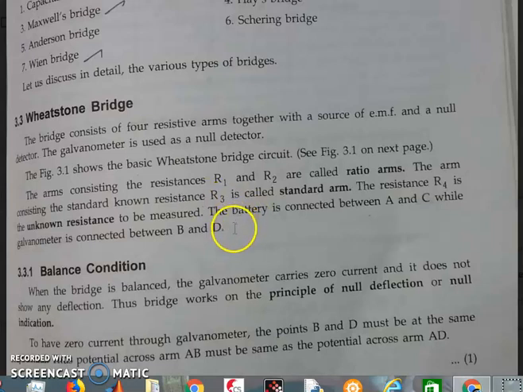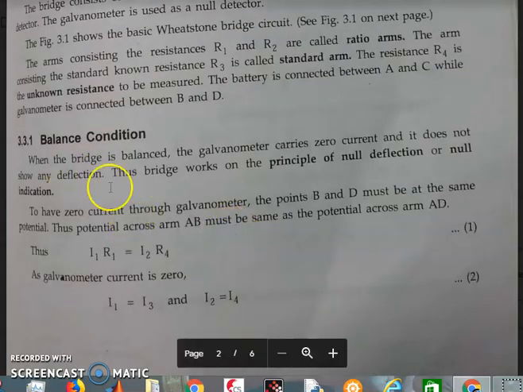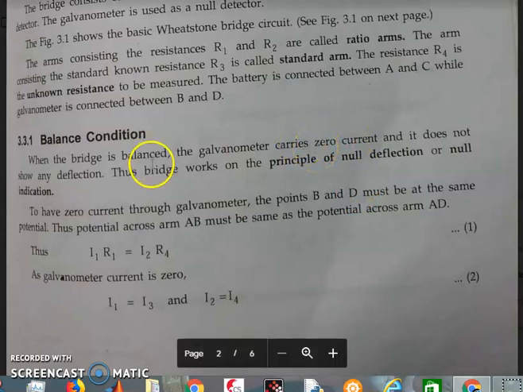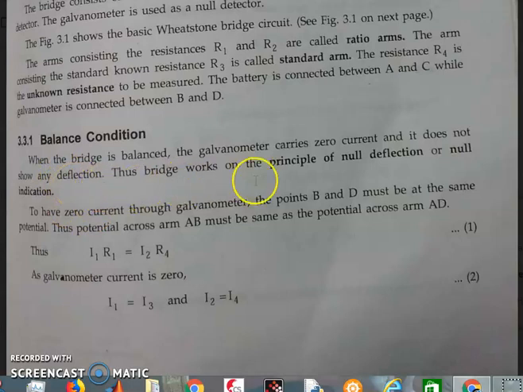Let me move over to the equation. So the balancing condition, first we are going to check. When the bridge is balanced, the galvanometer carries zero current, which is denoted as no deflection. Thus, the bridge works on the principle of null deflection or null indication. To have zero current through the galvanometer, points B and D must be at the same potential. Thus, the potential across arm AB must be the same as the potential across arm AD.